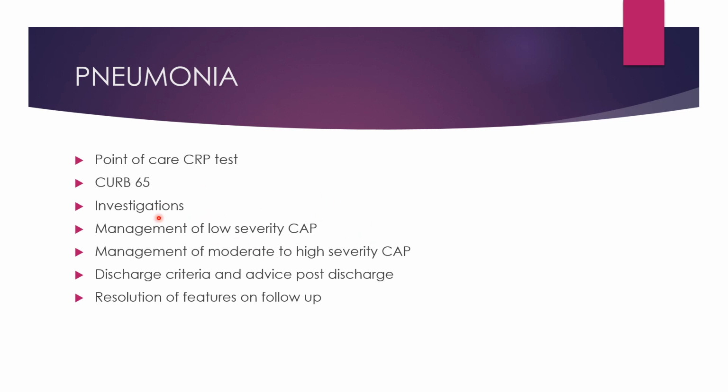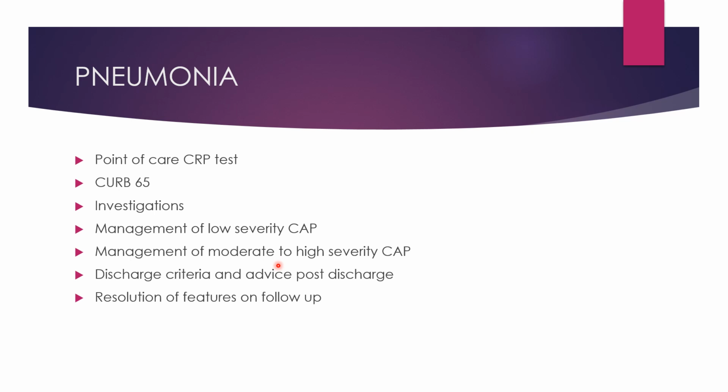So doxycycline would be a good antibiotic if the patient is allergic to penicillin drugs. And coming to the management of moderate to high severity community acquired pneumonia, for these patients, dual antibiotic therapy is recommended. Usually, amoxicillin with a macrolide antibiotic is given, and a 7 to 10 day course is recommended.